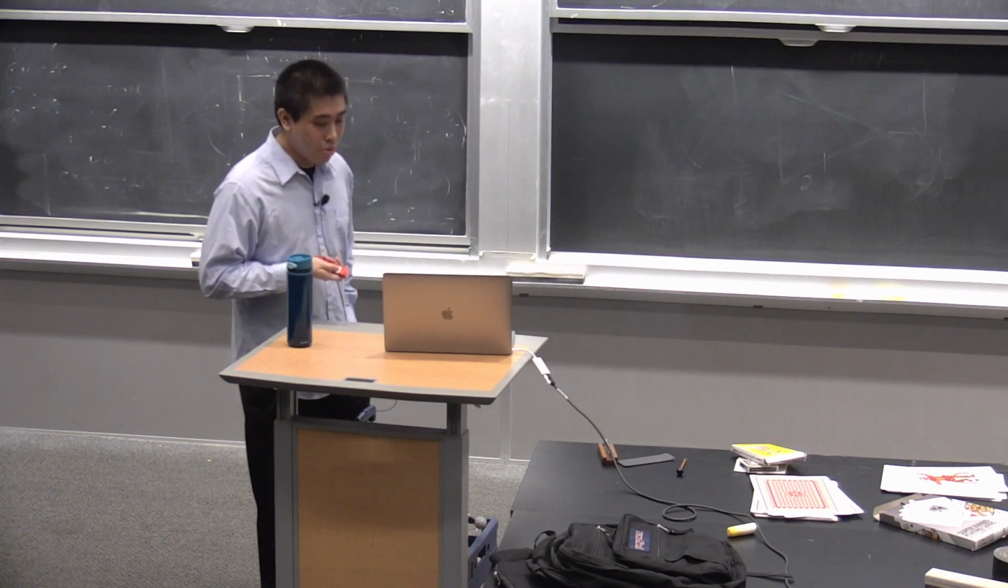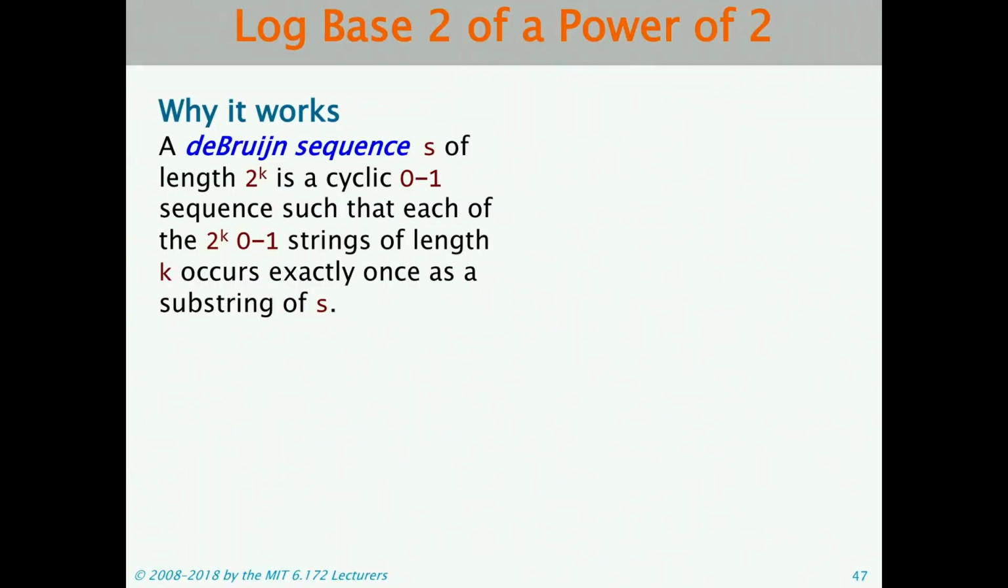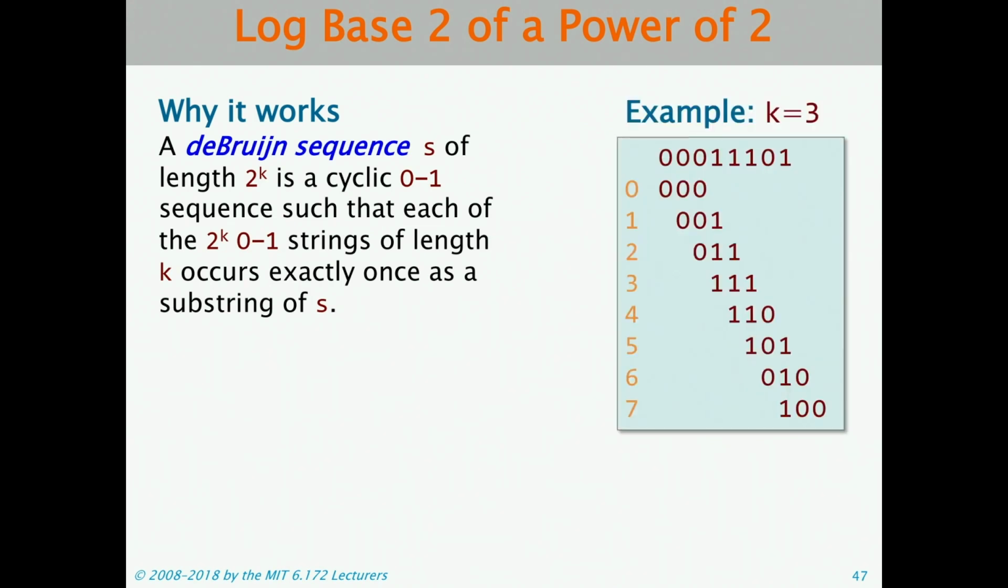So why does this actually work? To know why this trick actually works, we need to first study what a De Bruijn sequence is. So a De Bruijn sequence S of length 2 to the k is a cyclic bit sequence such that each of the 2 to the k possible bit strings of length k occurs exactly once as a substring in S. All right, so this is a pretty long definition, so let's look at an example.